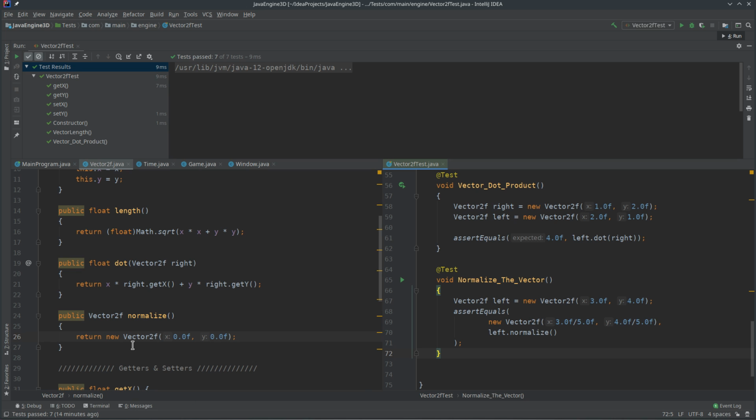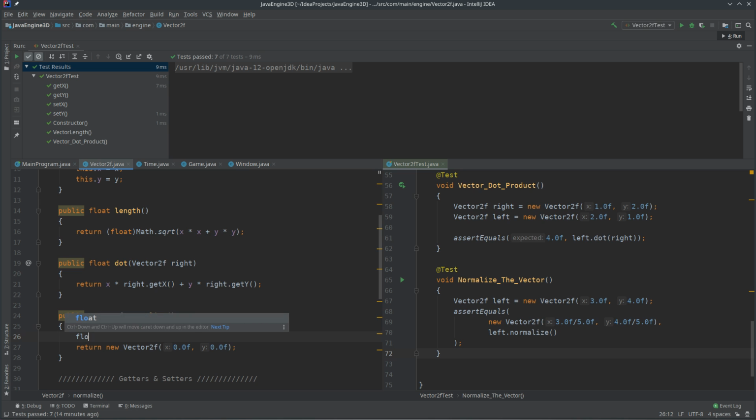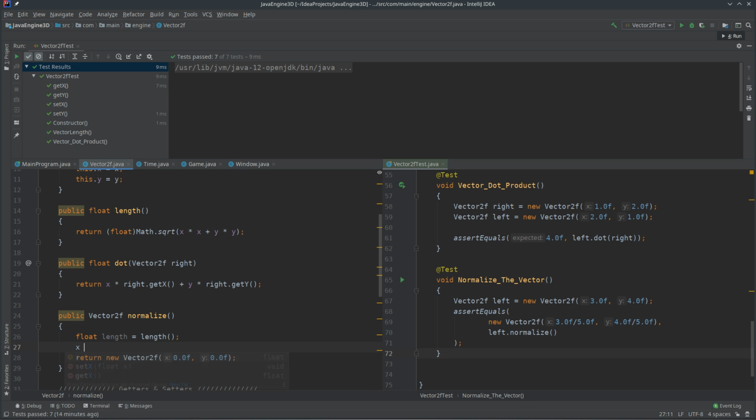Right, let's do this normalize function. How do we normalize something? This is going to look absolutely rubbish. Float length equals length. We've already got that, haven't we? Yes, thank you. X, I'm going to do it in shorthand. X divided by length. I'm doing it like this on purpose, because it's not understandable really.